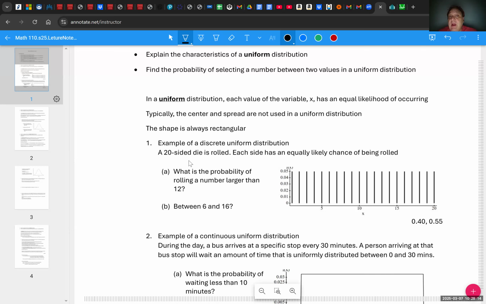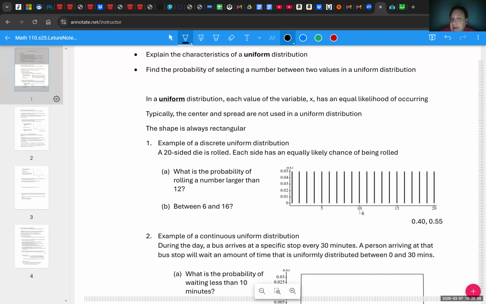I have an example here of a discrete uniform distribution, discrete meaning there are individual values of x. This example involves a 20-sided die. If you've ever played some games, sometimes they have different-sided dice, not 6-sided dice. This is a 20-sided die example. There are numbers 1 through 20 on different sides of the die. Each side has an equally likely chance of being rolled. Because there are 20 sides, 100% divided by 20 is 5%. So each number on the die has a 5% chance of being rolled.